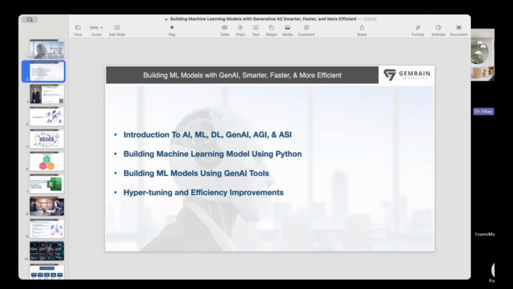So we are going to look together at how to keep ourselves up to date with those generative AI tools. And then we are going to build a model together. So today is not only theory. We are going to do practical work.